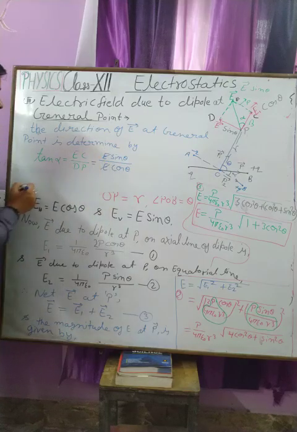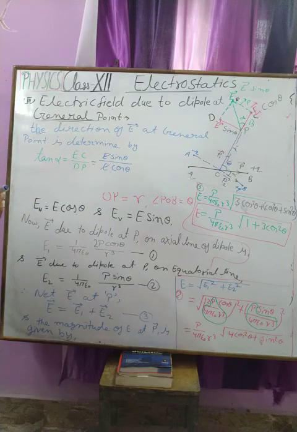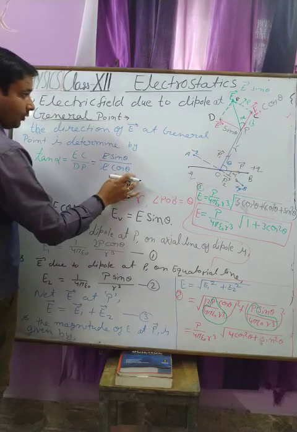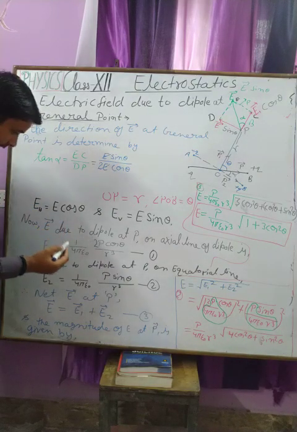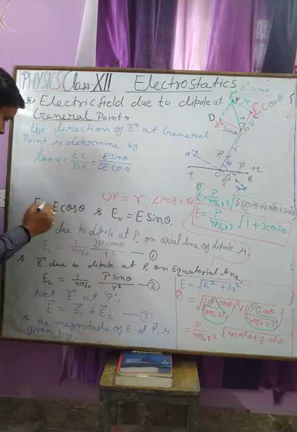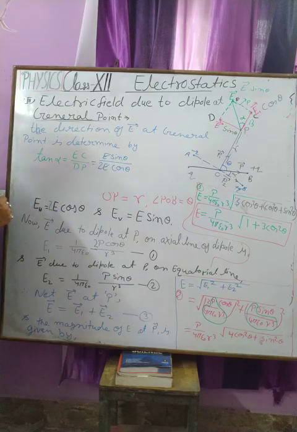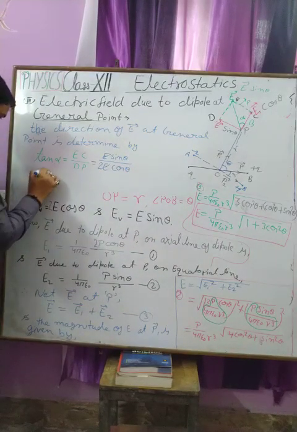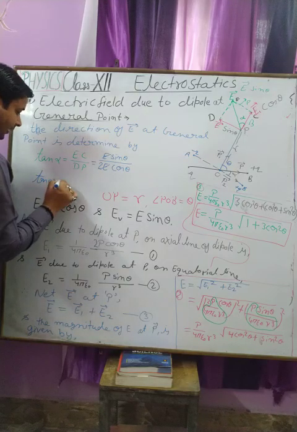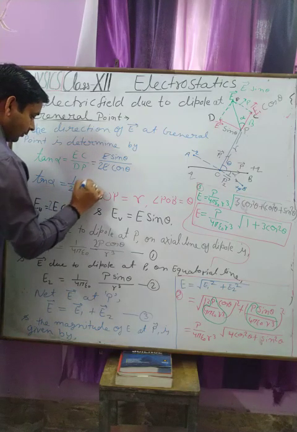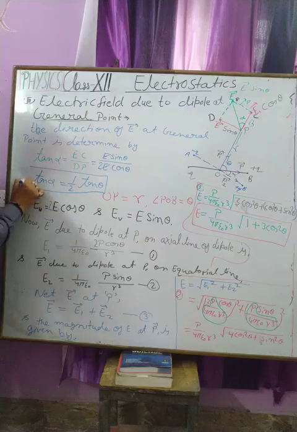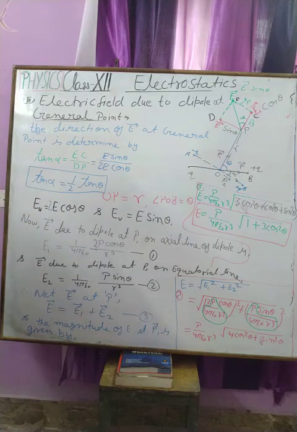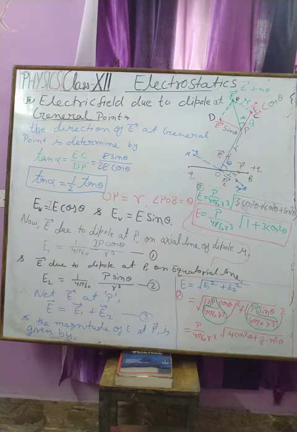And this cancels. But the second thing is the value of electric field at the axial line is 2, which we are using here, so we get tan alpha is equal to 1 by 2 tan theta. This is the direction of electric field at the general point due to the dipole. This topic is now completed.